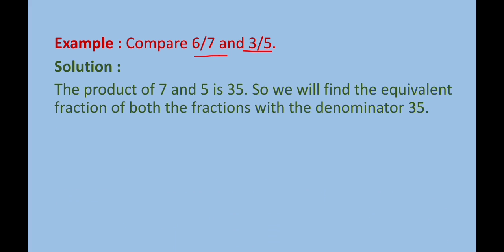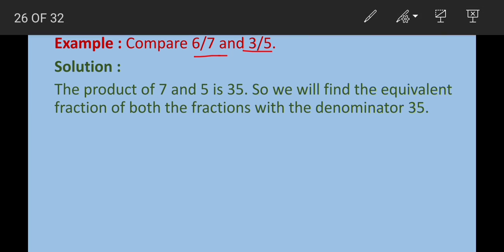Now the solution is, we have to find the LCM of the denominators, that is 5 and 7. To find the LCM we have to multiply these two. So the product of 7 and 5 is 35, which is the LCM. So we have to convert these two fractions into their equivalent fractions having denominator 35.